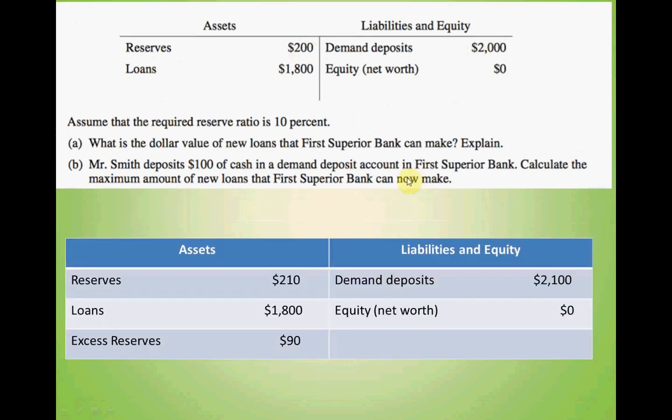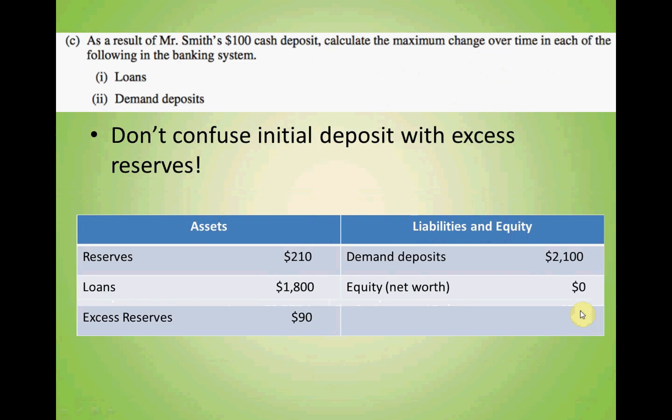I would do this. If this was me, I would either scribble these numbers out and write them in there, or I would make a brand new T-chart saying that required reserves are now this, loans haven't changed yet, excess reserves are now $90, that's loanable funds, excess reserves, and demand deposits are now $2,100. Once again, equity, why are you even there? All right. This is where it gets hard.